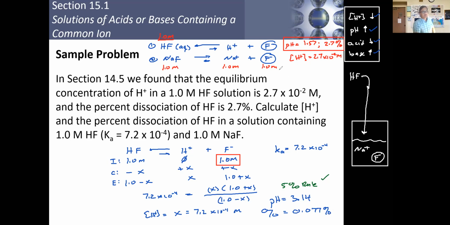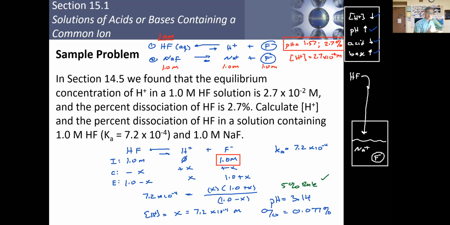Why? Because we're shifting the equilibrium back to the left, and so therefore the dissociation is going to drop as well. So it's going to be 0.077 as opposed to 2.7. We have greater dissociation originally, but when we add the common ion, we're shifting the equilibrium back towards the left-hand side. We have less hydrogen ions, and so we expect the percent dissociation to go down as well.